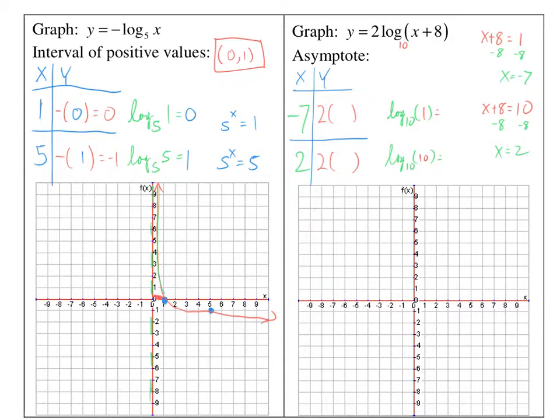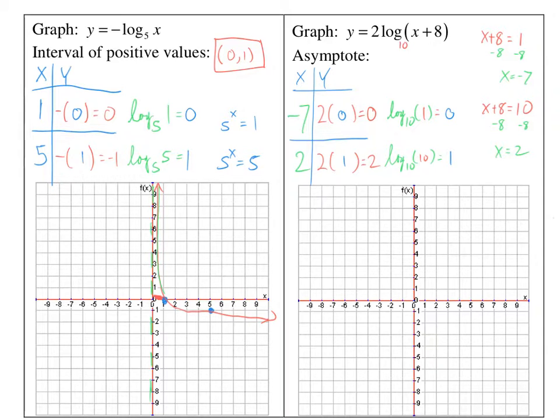And if you think about these, this is saying 10 to the what power is 1? Oh, that would be 0. And the second one is saying 10 to the what power is 10? And that would be 1. So that would be 0 there, that would be 1. Because the log value right here is 0, and you're going to multiply by 2. The log value is 1, you multiply by 2. So 2 times 0 is still 0, and 2 times 1 is 2. So we now have a coordinate -7, 0, and 2, 2.